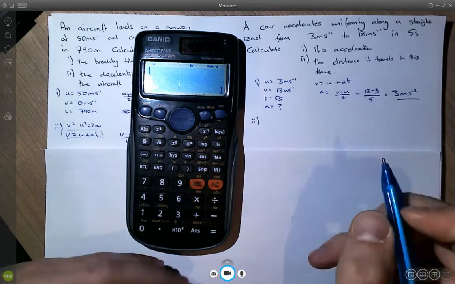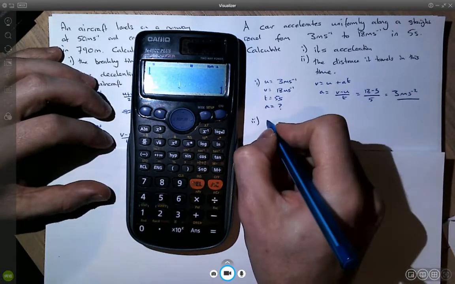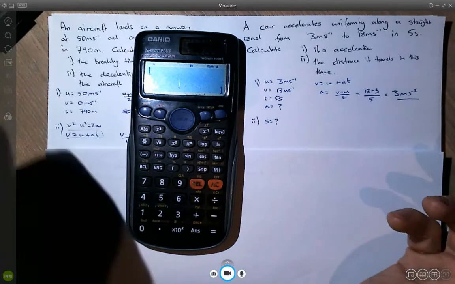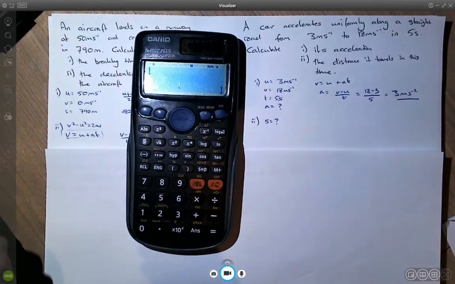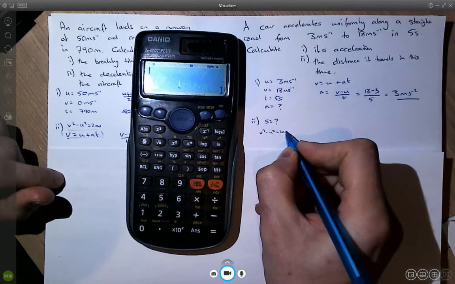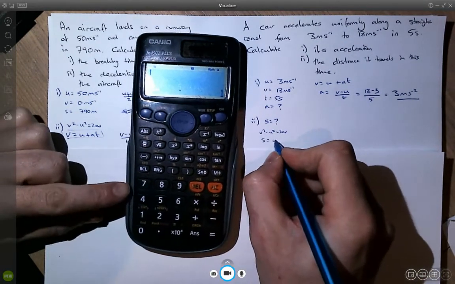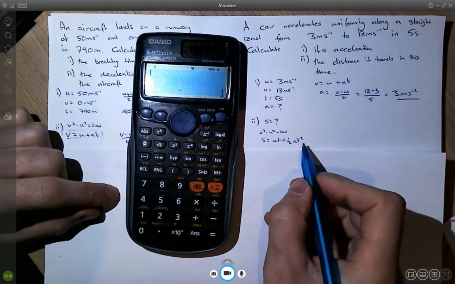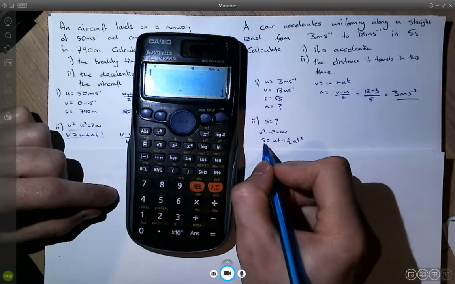Part II, the distance it travels in this time. So now I'm being asked for the distance and I have all the other variables. So I could use a number of equations here. I could use v squared minus u squared is 2as, or I could use s is ut plus half at squared. I'm going to use this one just because it doesn't involve any rearrangement at all, but there's nothing wrong with using this equation.